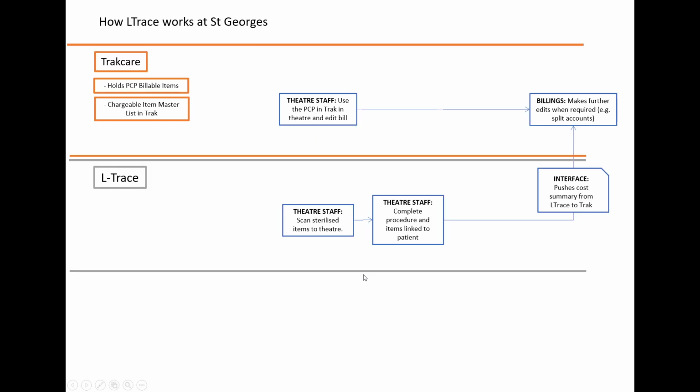So if I look at that using the diagrams you supplied, at St George's at the moment, Track Care basically has their PCP billable items. The master is there, and so theatre staff will use that as their starting list, modify it all within Track, and then that's automatically going through to the bill. But at the same time, they're using LTrace to scan sterilised items into theatre. At the end of the procedure, all of those items are automatically linked to the patient, and then that information is pushed through from LTrace to Track and will appear on the invoice when the patient checks out.